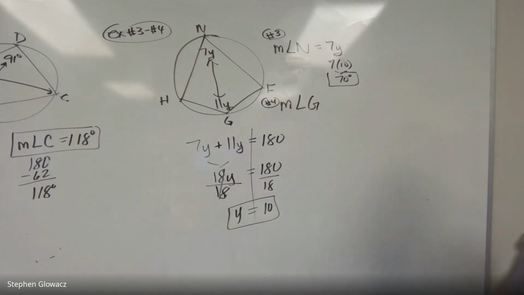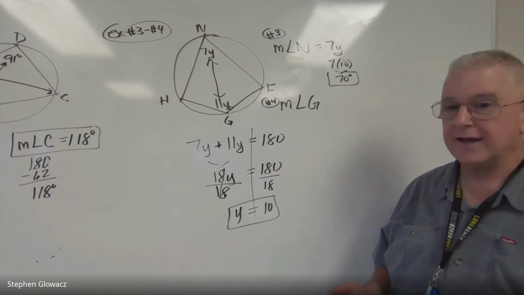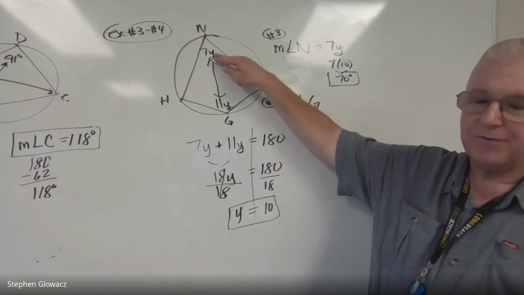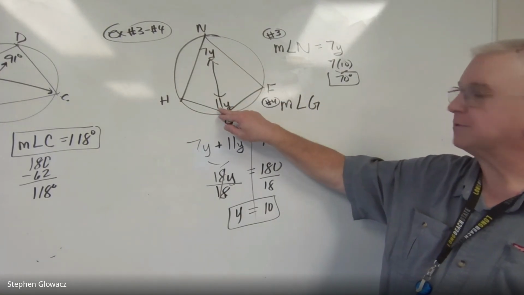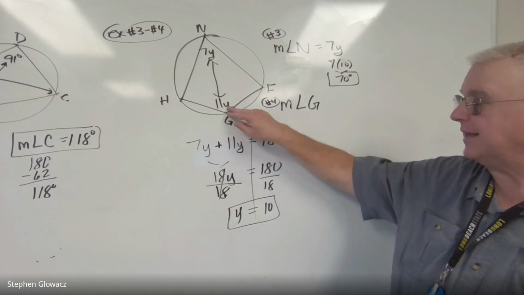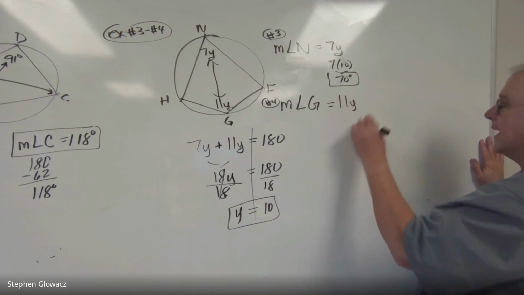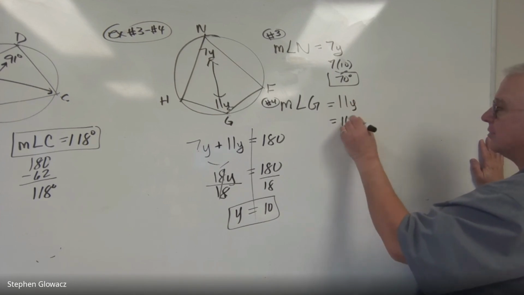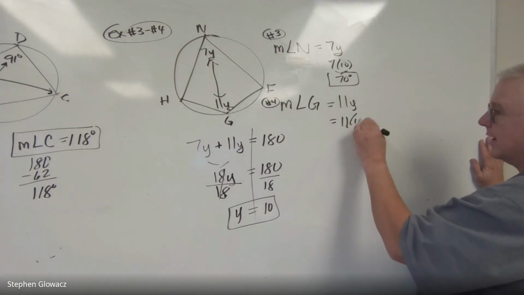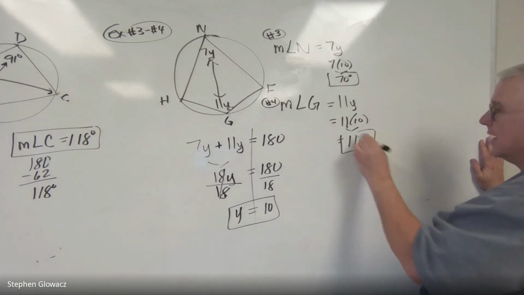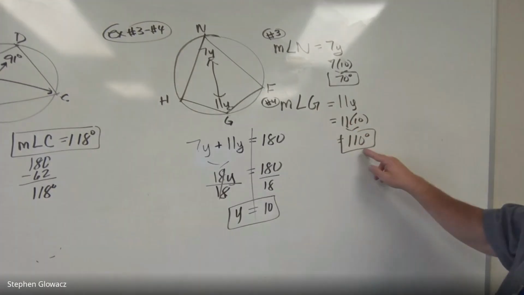Now, if they ask you to find the measure of angle g like they do on number 4, you would not use the expression for angle n. You'd use the expression for angle g, which in this case is 11y. So we have 11y, and we're going to substitute our answer for y, which was 10, and 11 times 10 is 110 degrees. So the measure of angle G is 110 degrees.